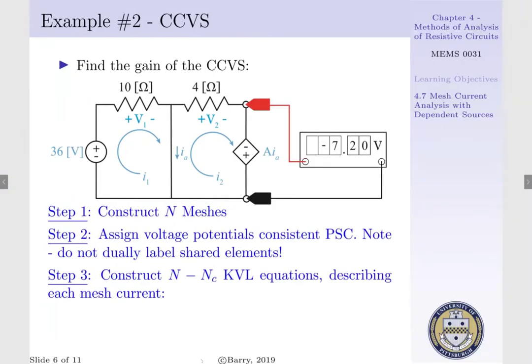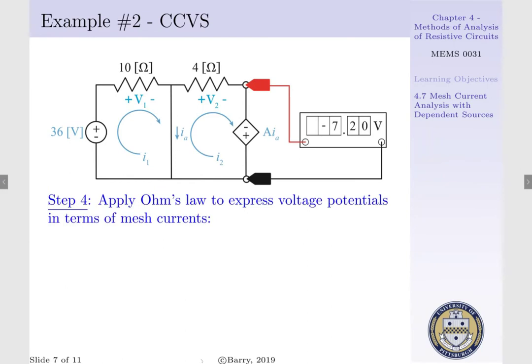Step 3 is to construct N minus N sub C KVL equations describing each mesh current. We will begin with mesh 1. For mesh 1, we have minus 36 volts plus V1 is equal to 0. Step 4 is to apply Ohm's law to said KVL equation to express our voltage potentials in terms of our mesh current and resistances, such that minus 36 volts plus 10 ohms times I1 is equal to 0, or I1 is equal to 3.6 amps.